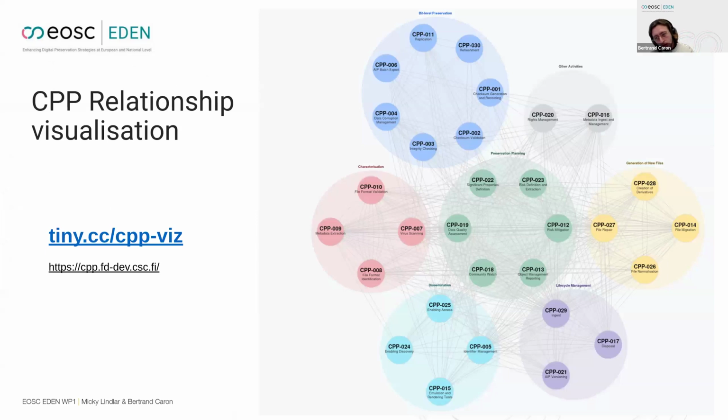So if you want to approach the core preservation processes in a different way, we created a proof of concept visualization tool. You can access it again through this second short URL, tiny.cc/cpp-viz. And what it provides is the list of these 30 processes in the form of bubbles grouped in categories and related to each other through the relationships that were described in the description documents.